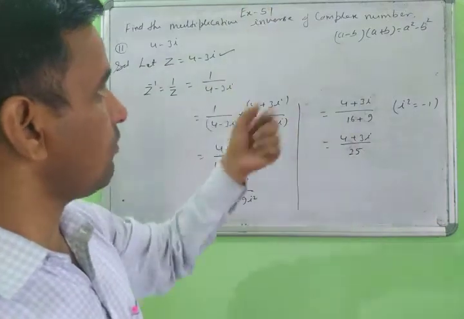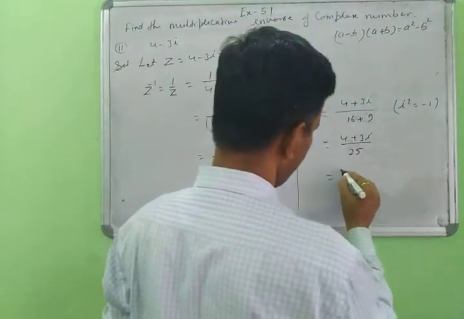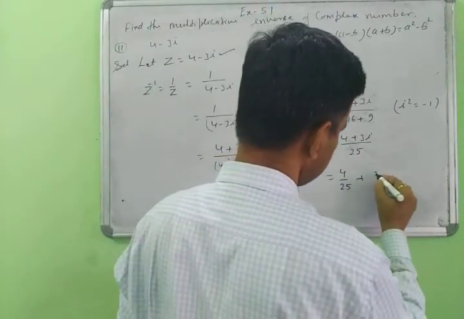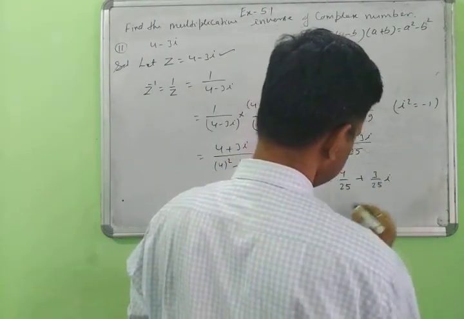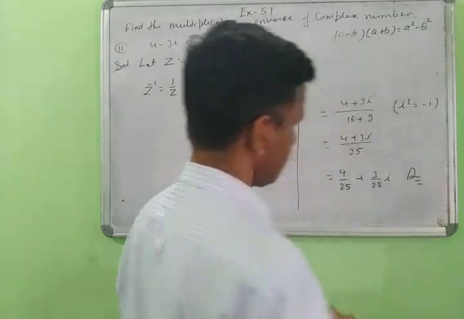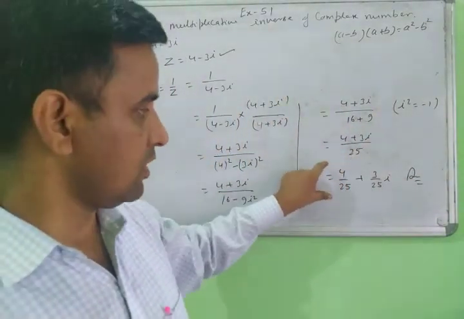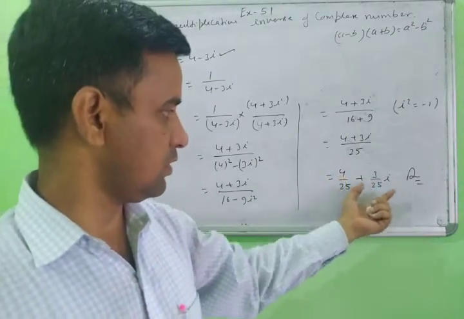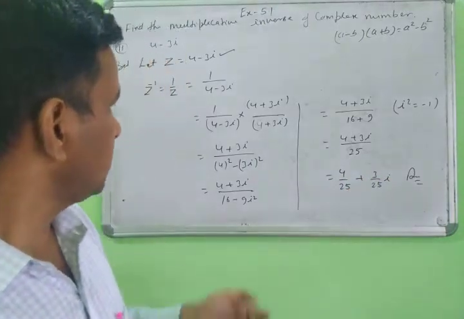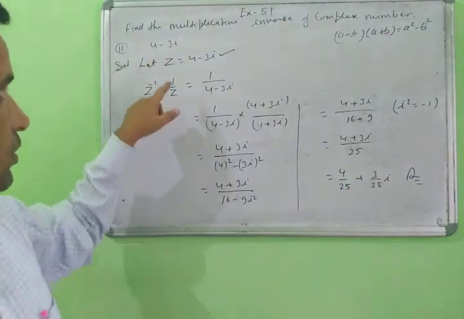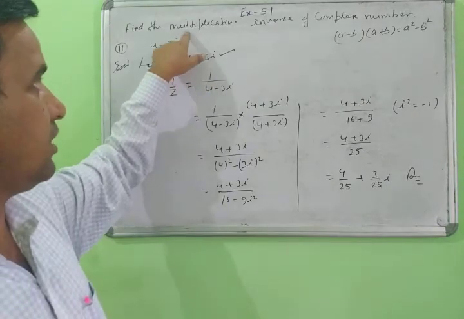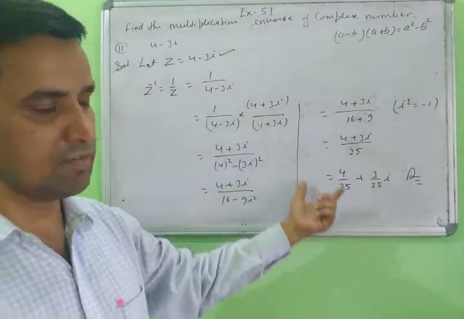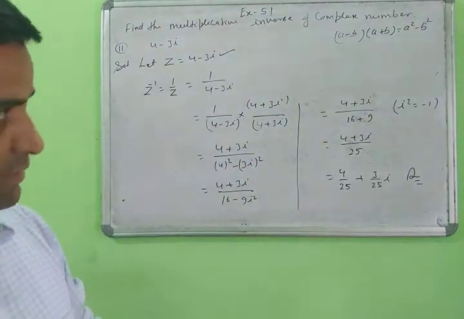After that you write it in complex form. Then how to write it? 4 upon 25 is the real part, and plus 3 upon 25 iota is the imaginary part. This is your answer. You will write it in separate form: real part and imaginary part. Then it is your answer. So any question of this type, where you find a multiplicative inverse, you will solve every question by this method and find the answer. Just note it down. Then next question.